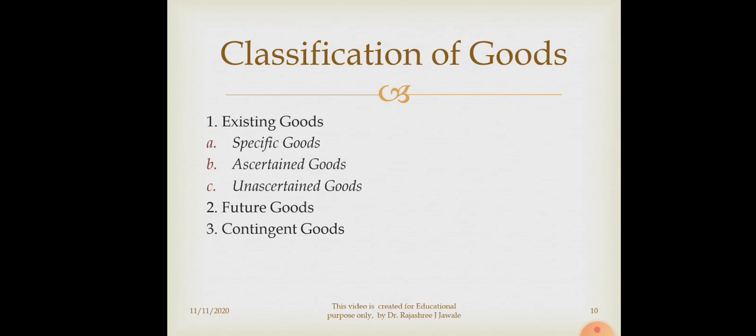Classification of goods. Here there are these kinds of classification or category of goods. Existing goods, under which are specific goods, ascertained goods, and unascertained goods. Second, future goods. Third is contingent goods. So these are the types of goods.